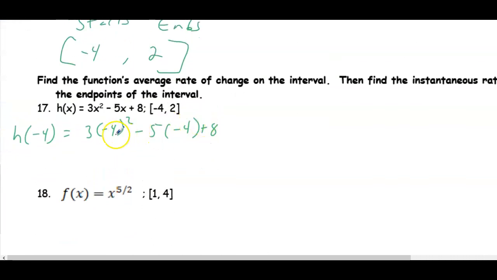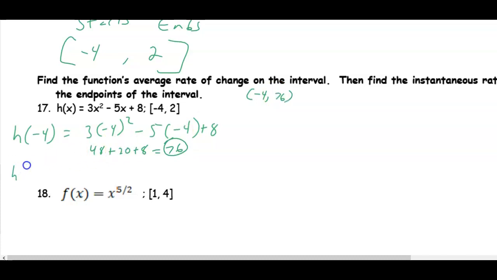So that's going to give me 16. 16 times 3 is 48. And plus 20 plus 8 gives me 76. For this one right here, guys, we got this point right here: negative 4, 76. That's our first coordinate point.